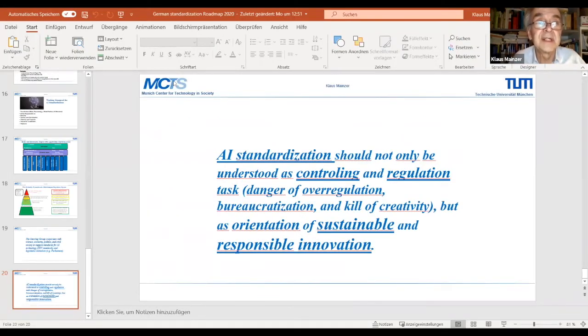and perhaps now let us together consider the document of German standardization that is here.